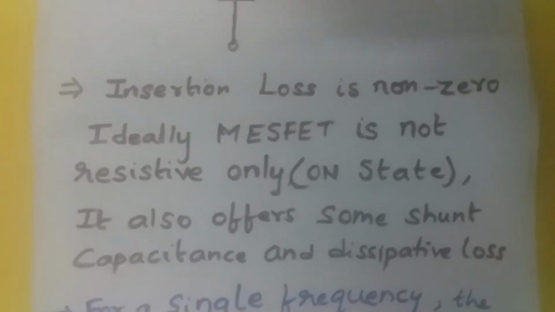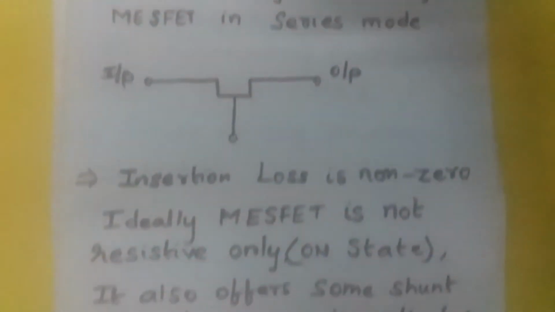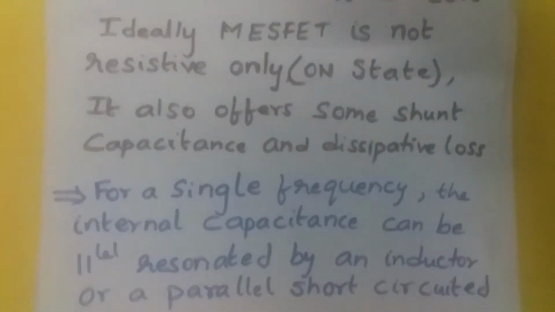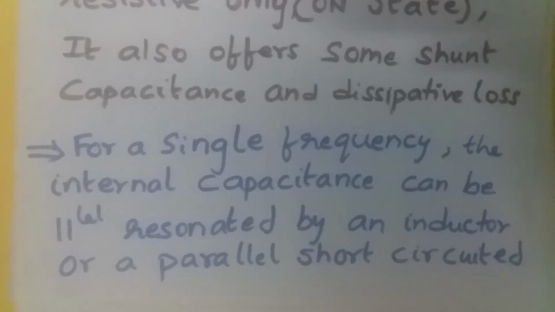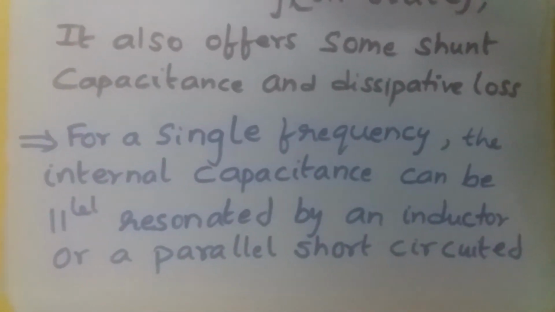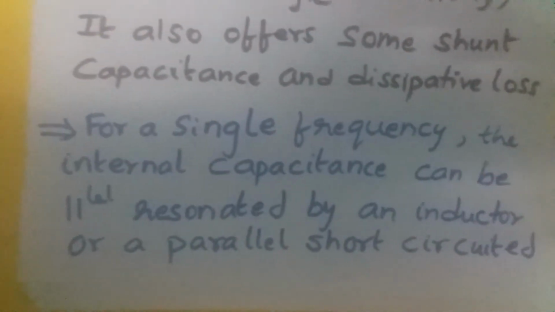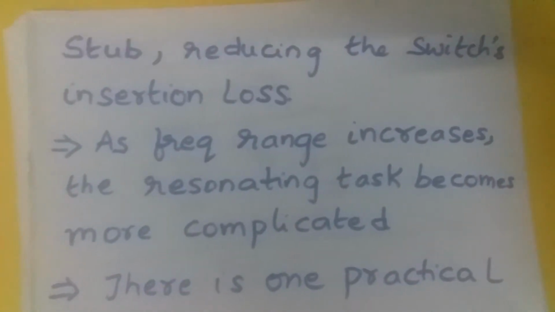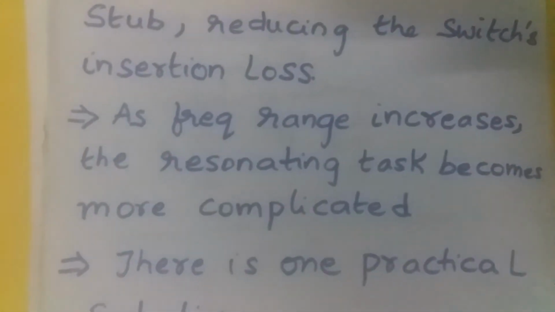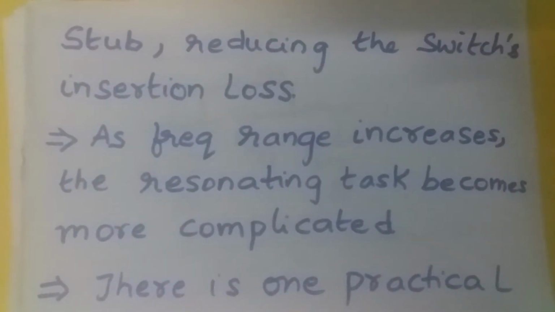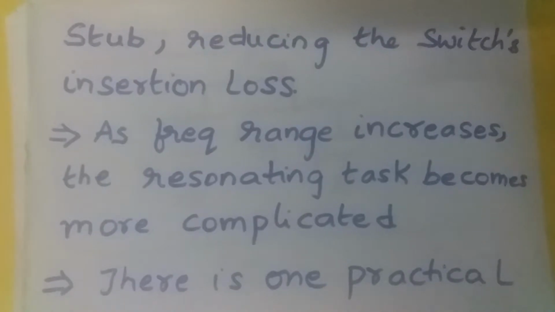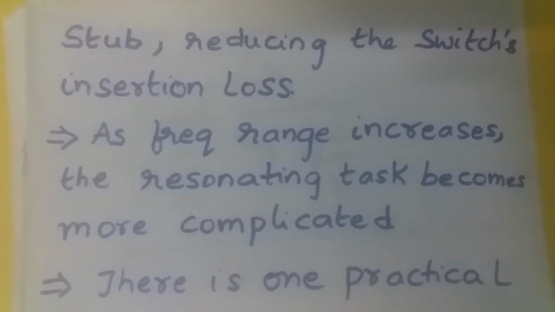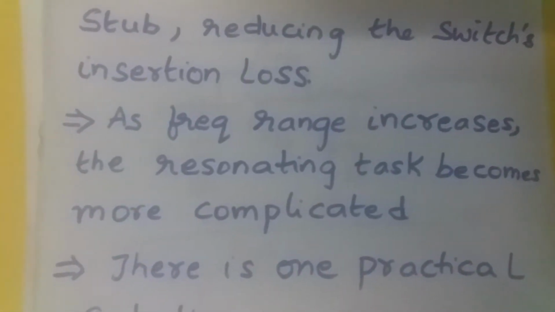So for a single frequency, what can we do? We can actually eliminate the internal capacitance by parallelly resonating the circuit with an inductor or a parallel short circuited stub. So will this method be helpful as the frequency range increases? No. As the frequency range increases, you cannot have an equivalent inductor value.